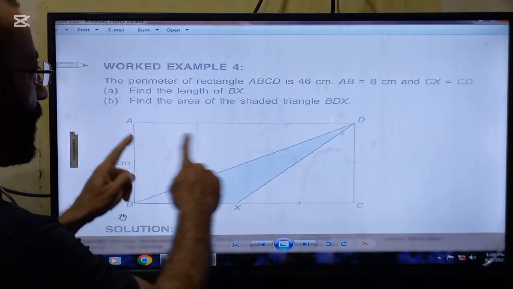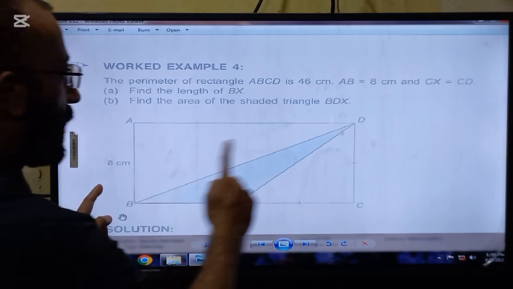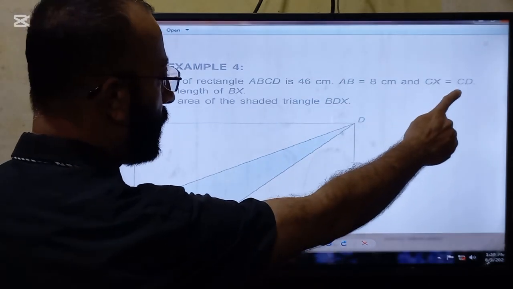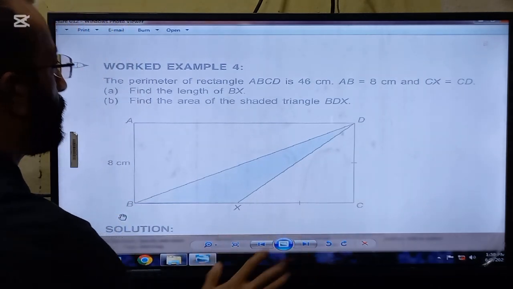So it means, because this is a rectangle, opposite sides will be equal. So if this is 8, this will also be 8. And according to the statement, CX is equal to CD. So if this is 8, this will also be 8.